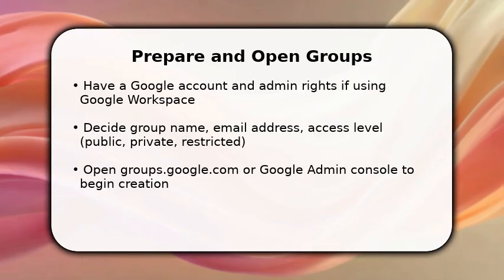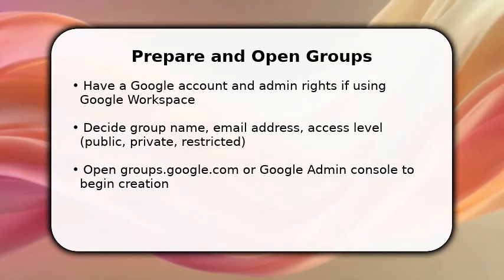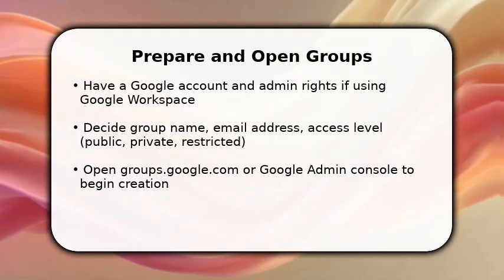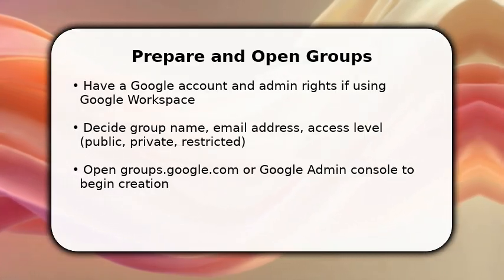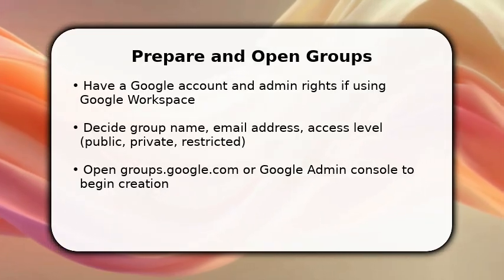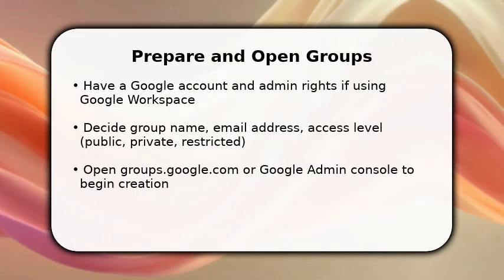You'll start by confirming you have a Google account and, for Workspace, admin privileges. Once confirmed, decide the group name and the exact email address you want. This prevents renaming later. Next, open groups.google.com or the admin console and click Create Group.